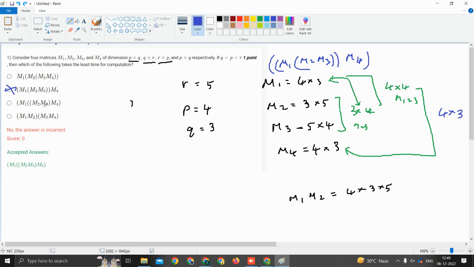So for the third option, what are we doing? M23, then you are multiplying it with M4, then you're doing it with M1. Correct. Yeah, 2 3, then 4, then 1 finally. But in this one, you're doing 2 3, then you're multiplying it with 1, and finally you're multiplying it with 4. Right? So which is the wrong one? This is the wrong one.